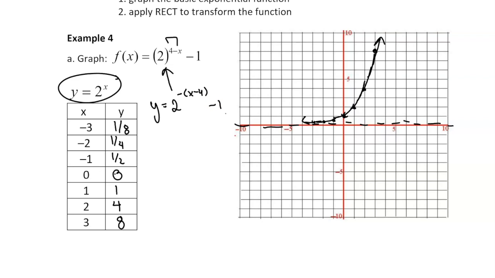So given something like that, what would be our transformations from its original y equals 2 to the x form? Well, let's see. The negative up top here is going to tell us that we definitely have a reflection over the y-axis. And then we're going to go 4 right and 1 down. So take the graph that you have right now, reflect it over the y-axis. And then the graph that you have there, let's move it 4 to the right and 1 down.